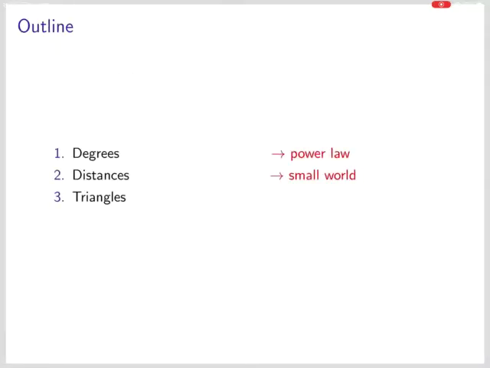Okay, so this is the outline of the course. We'll first focus on the degree distribution and talk about the power law, then on the distances, and this is related to the small world phenomenon, and finally on the presence of triangles and the clustering coefficient.